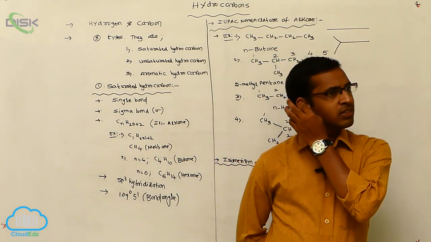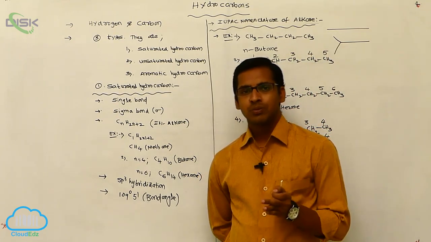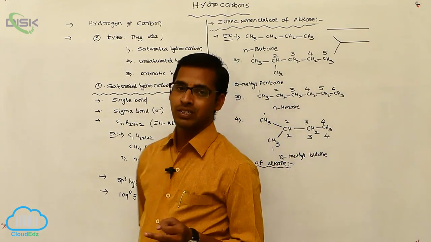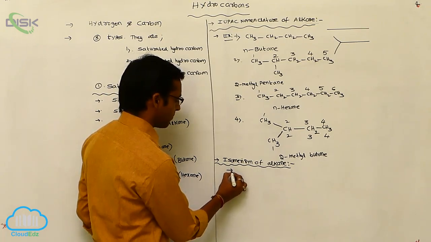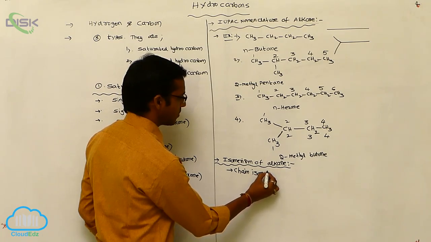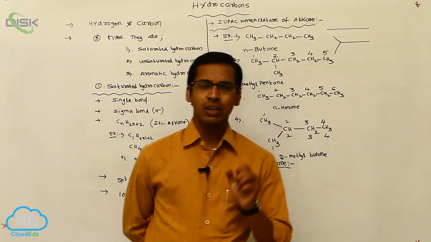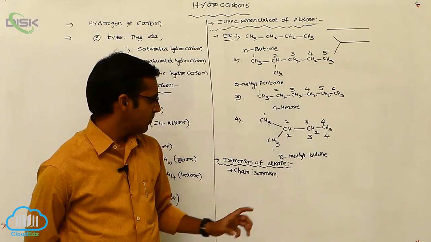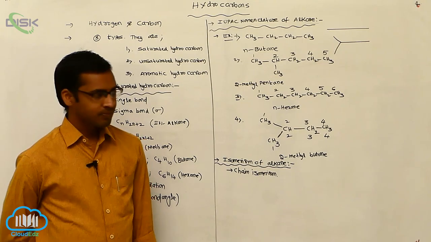Generally the structural isomerisms are classified into different types: chain isomerism, positional isomerism, functional group isomerism, metamerism and tautomerism. In that, especially alkanes exhibit chain isomerism. So alkanes exhibit chain isomerism property. So chain isomerism means the molecules containing same molecular formula but differ in their chain. That is called chain isomerism.